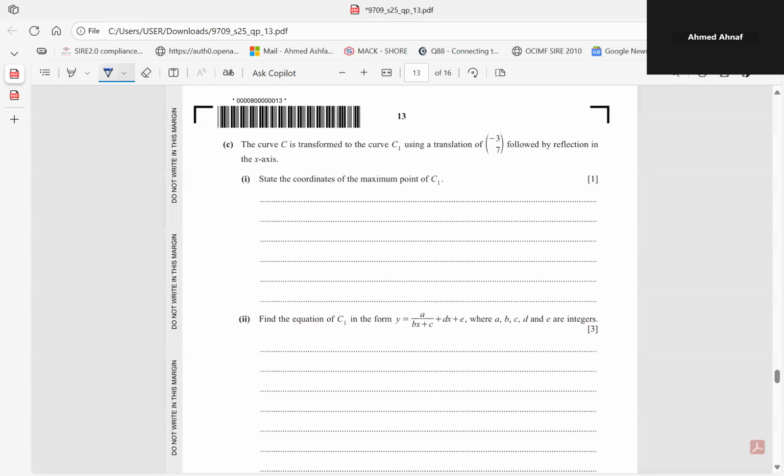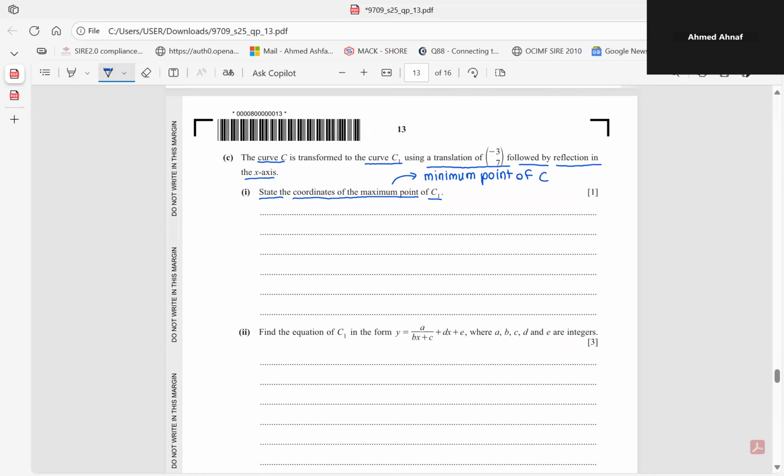Okay, so for this part, we're told that the curve C is transformed to the curve C1 using a translation of (minus 3, 7), followed by reflection in the x-axis. And for the first part, we're supposed to state the coordinates of the maximum point of C1. First of all, we have to take note that the maximum point of C1, before it was transformed, was the minimum point of C because it was reflected over the x-axis. So its y-coordinate was multiplied by -1, and hence its nature was changed.